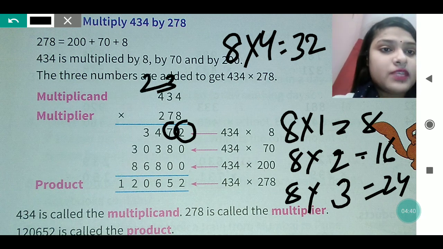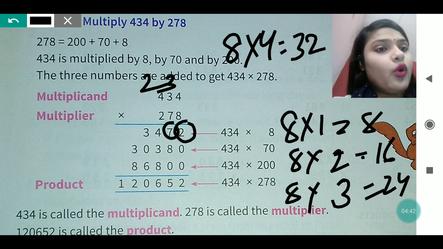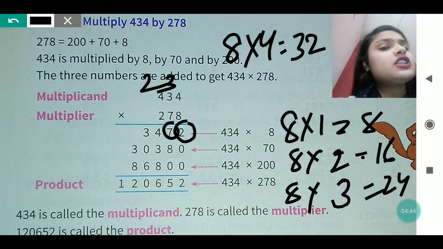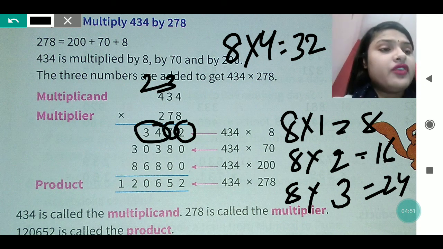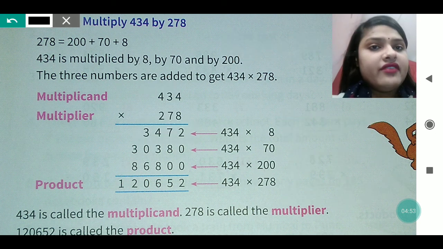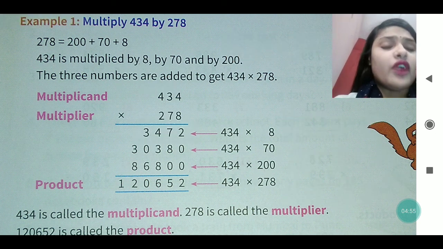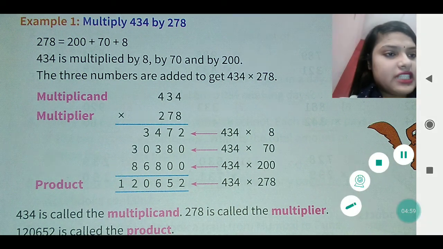Now we will move to the next place, that is 8 into 4. So 8 into 4 again is 32. So 32 plus 2 is 34. So the first place we have solved, and we have got the product as 3,472. Now the next place, my dear.